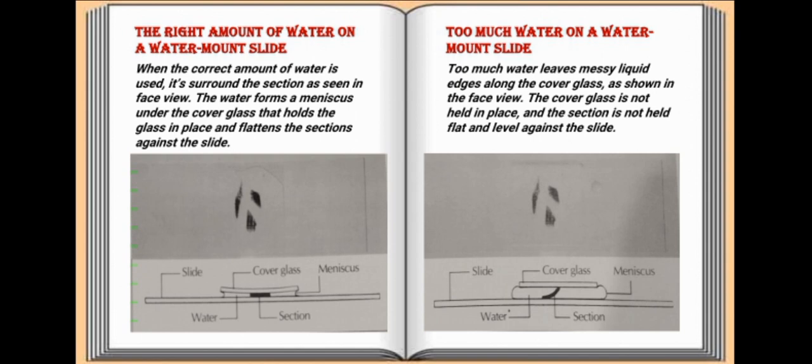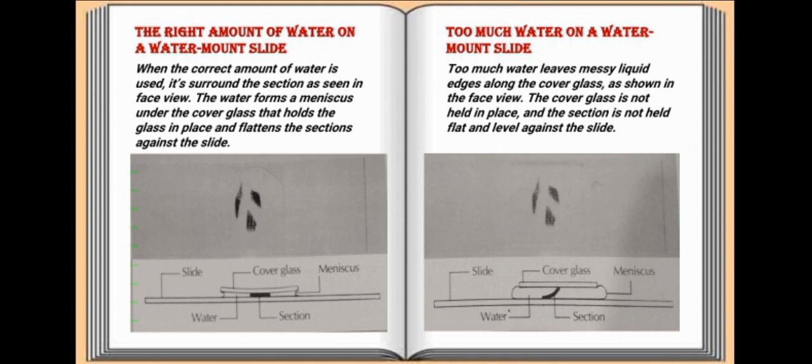Okay, when preparing a water mount slide, the right amount of water is crucial for ensuring the sample is properly suspended, and also to provide a clear view under the microscope. Too much water can cause the sample to float away or spill, while too little can cause it to dry out or become distorted.